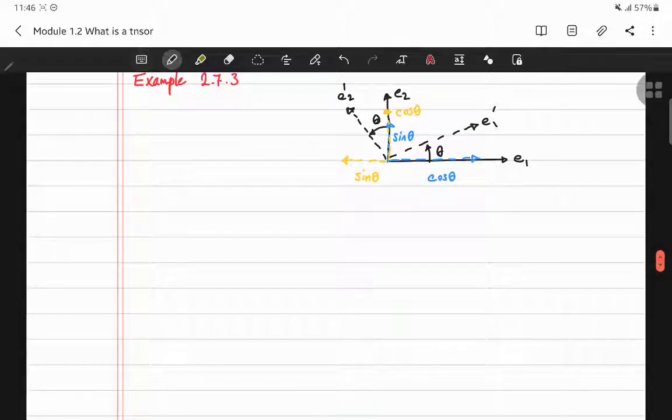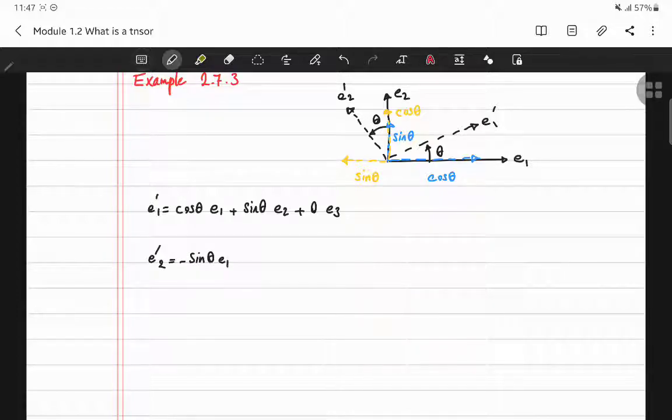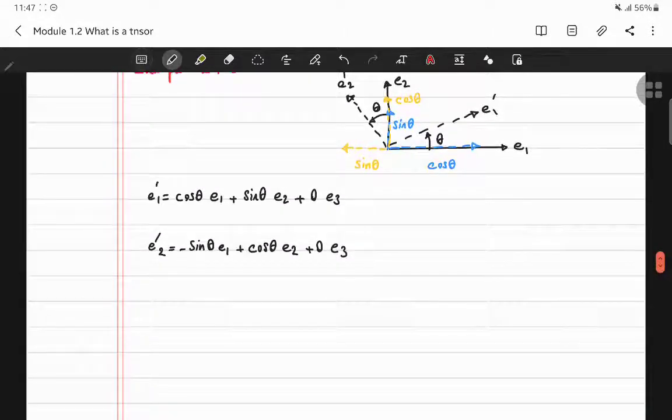So if we write the transformation, we see that E prime 1 is equal to cosine theta in the direction of E1 plus sine theta, the blue one, in the E2 direction plus 0 in E3, so it didn't change. So E prime 2 is sine theta in E1, but it is in the opposite direction, so it is minus sine theta E1 plus cosine theta in the E2 direction, so it is cosine theta E2 plus 0 in E3. All right. And we also have E prime 3, which is 0 in E1 plus 0 in E2 plus 1 in E3. So it didn't change.